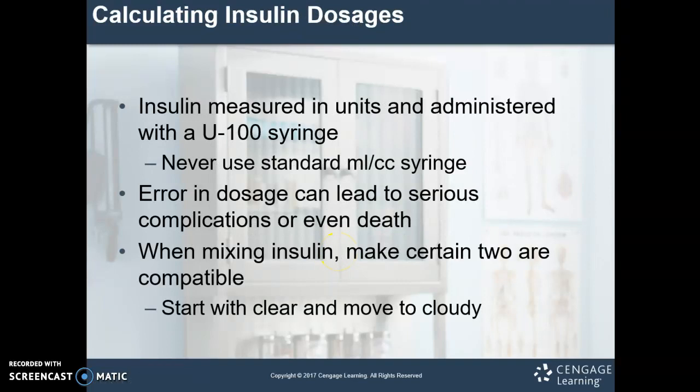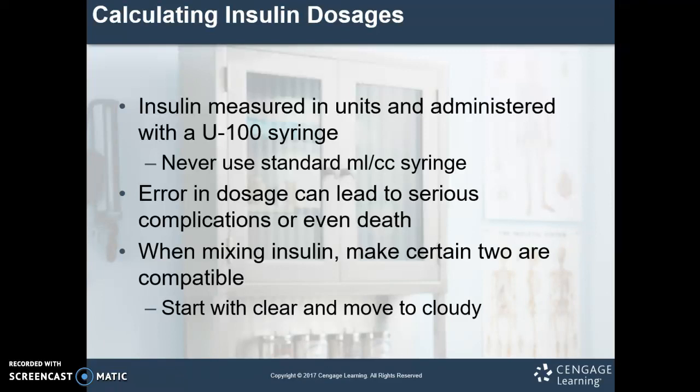Insulin dosages. We want to be always very careful with insulin. If you guys remember, it's a high alert medication. Insulin is measured in units instead of milligrams or grams, and it's administered with a special U100 syringe. We don't want to use a standard ml or cc syringe because they're not calibrated to measure insulin. And if you remember, errors in dosages can lead to serious complications: hypoglycemia, coma, or even death.